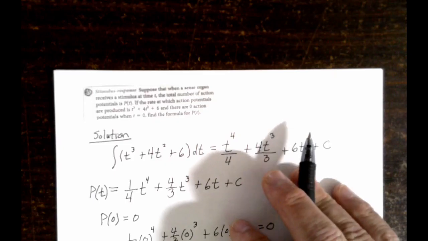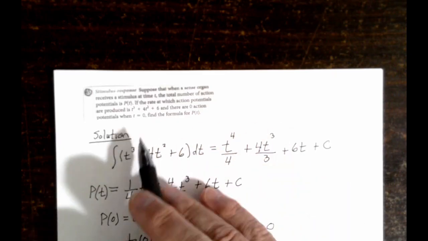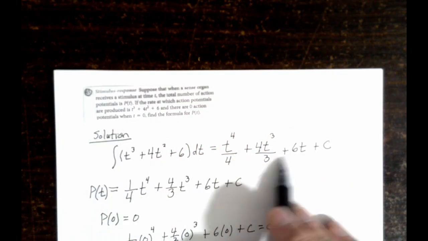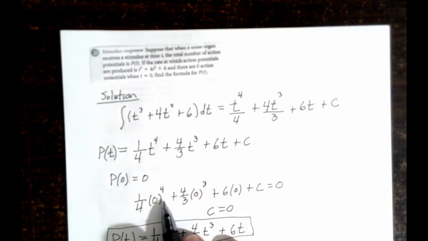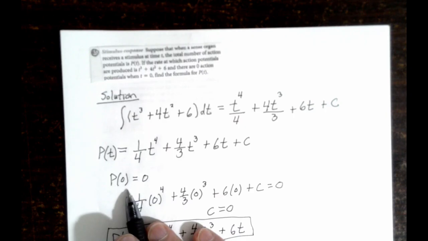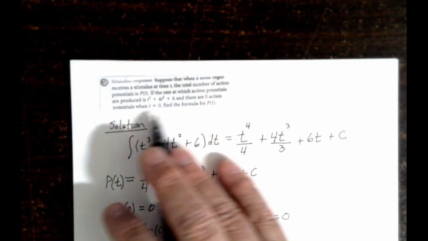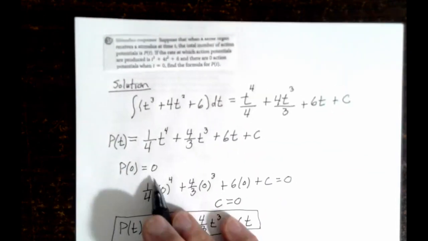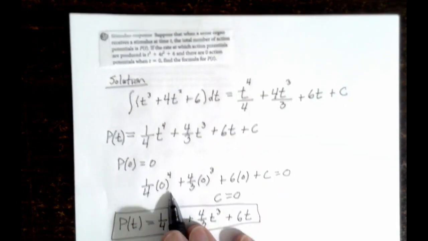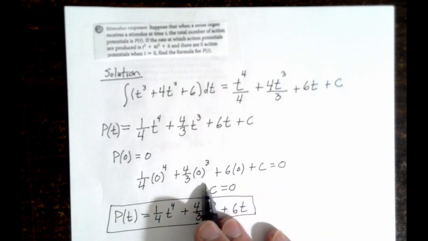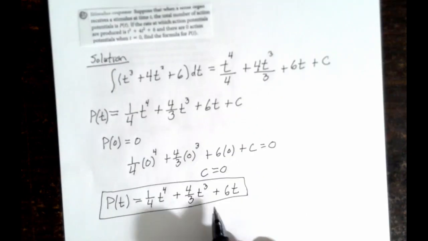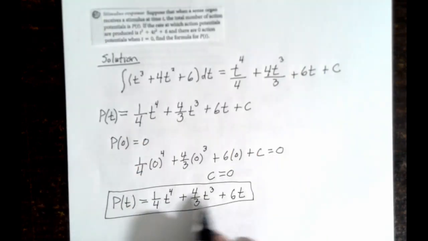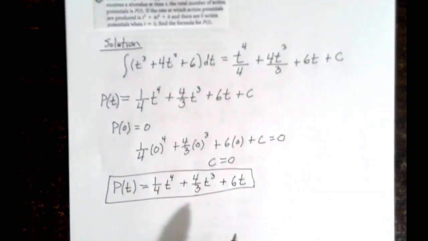45, they give you the derivative, and you integrate it, and you get this guy here. And then you want to figure out what C is, and you know that if you have 0 items, there's 0 action potentials when t equals 0. So when you plug in 0, you get 0. So you plug in 0 here, and with all these guys zeroing out equaling 0, C has to equal 0. So you can change this guy to this very specific function. You know what C is, it's 0.